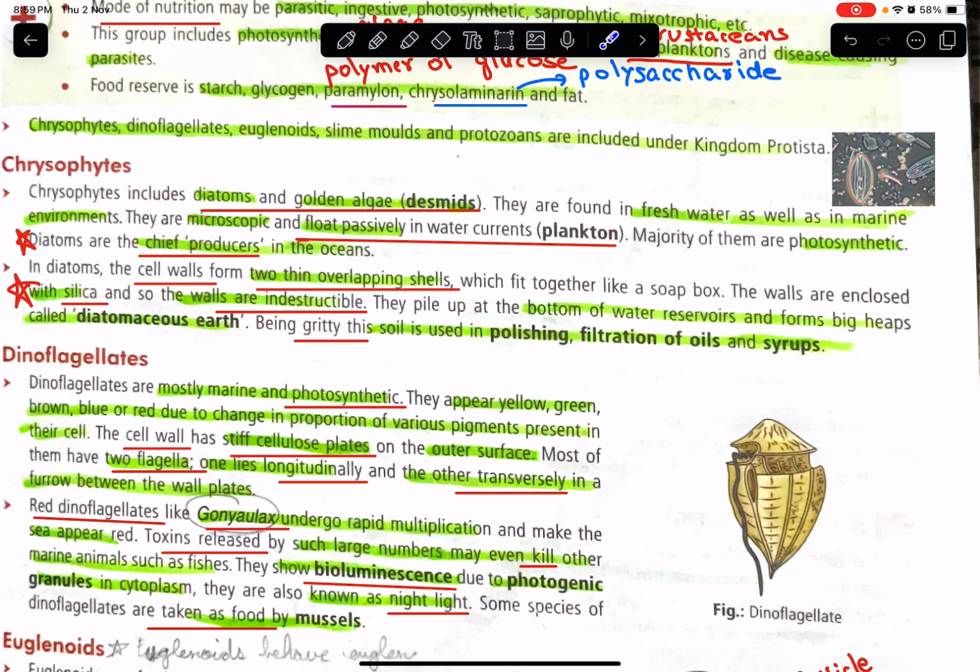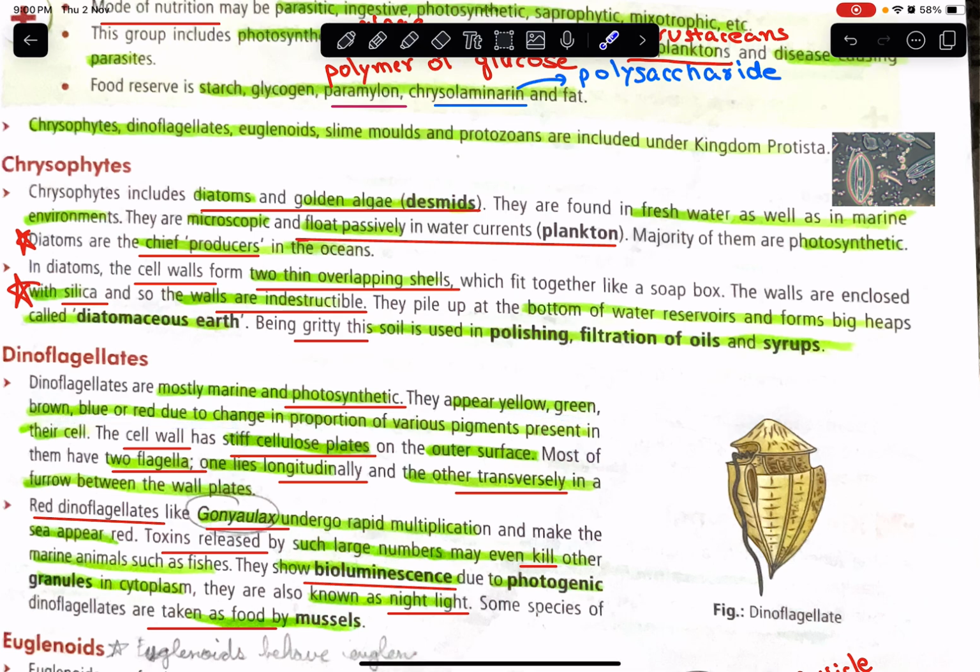Dinoflagellates, let's do this now. Dinoflagellates are mostly marine, and they are photosynthetic. That means they are autotrophs. They appear in various shades of colors: yellow, green, brown, blue and red. And this variation of color is due to the change in proportion of various pigments present in their cell wall. So there is deposition of various pigments in their cell. That's why they come in various shades.